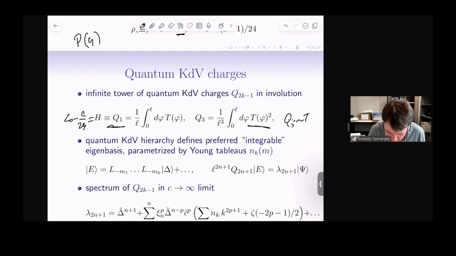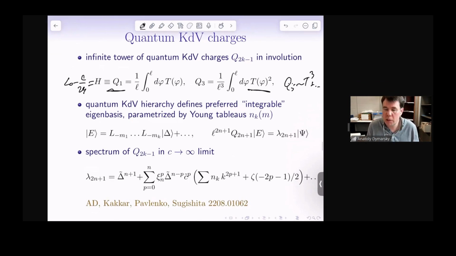Q5 is proportional to T cubed plus some corrections. They're very complicated expressions. If you try to write them in terms of the Virasoro generators, they're crazy complicated. That doesn't matter. What matters is that there are conserved quantities. They exist in any two-dimensional CFT. They all commute with each other and with the Hamiltonian, and therefore there is an integrability structure in the stress energy tensor. And basically, what I'm trying to say is that we need to carefully take these charges into account if you hope to have the correct version of ETH.